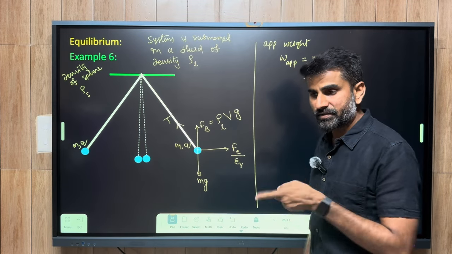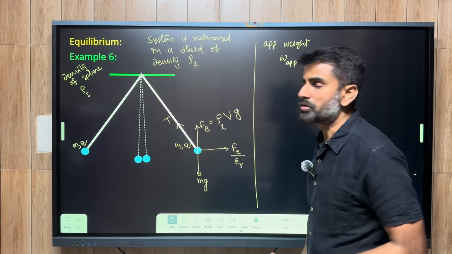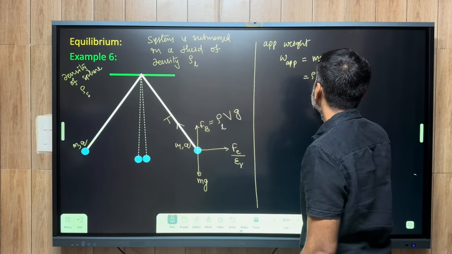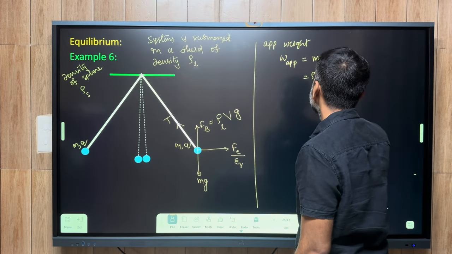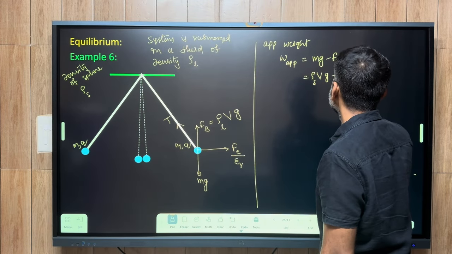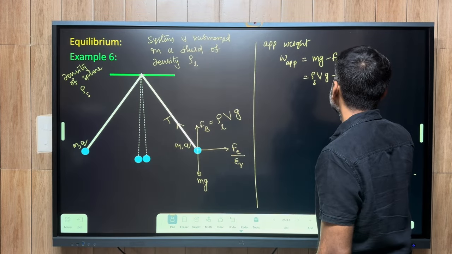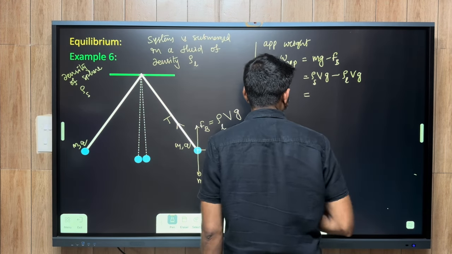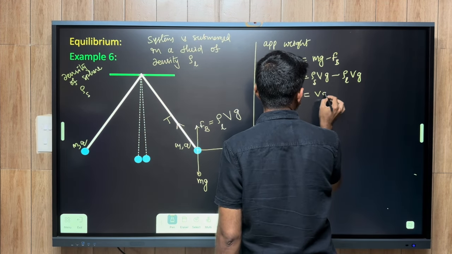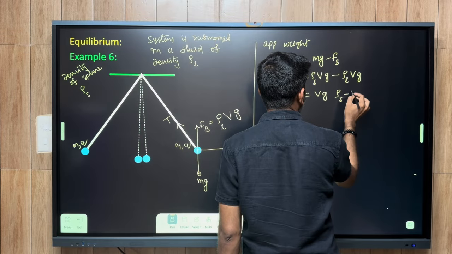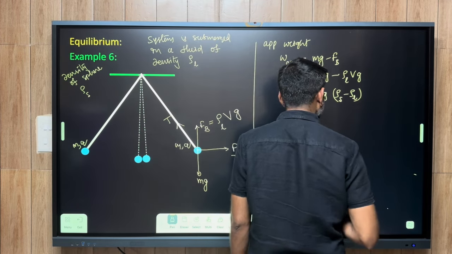Actual weight, mass, can be written as density into volume. As I have already told you, density of the sphere into volume of the sphere into g, minus Fb, which is nothing but density of the liquid into volume into g. Now this volume and g, I am taking them as constant, common, times rho S minus rho L.